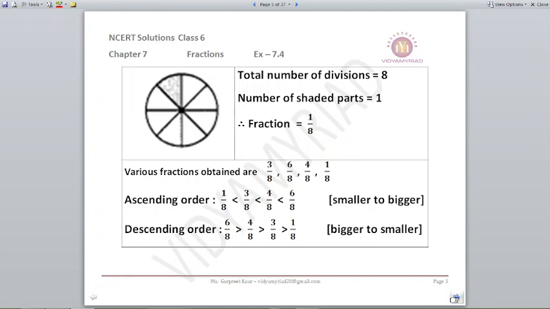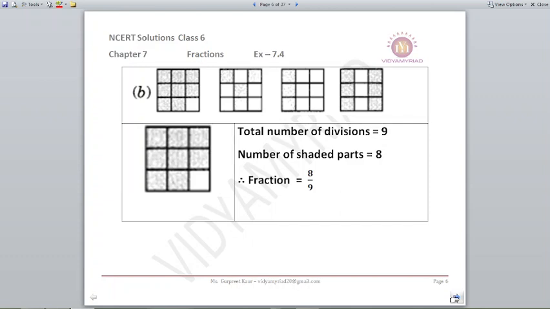So according to the denominator, we can find out which is the ascending and which is the descending order. Ascending is smaller to bigger, so we can write it 1 upon 8, then 3 upon 8, then 4 upon 8 and then 6 upon 8. And descending order is bigger to smaller, so it is just the reverse of ascending, 6 upon 8, 4 upon 8, 3 upon 8 and 1 upon 8.